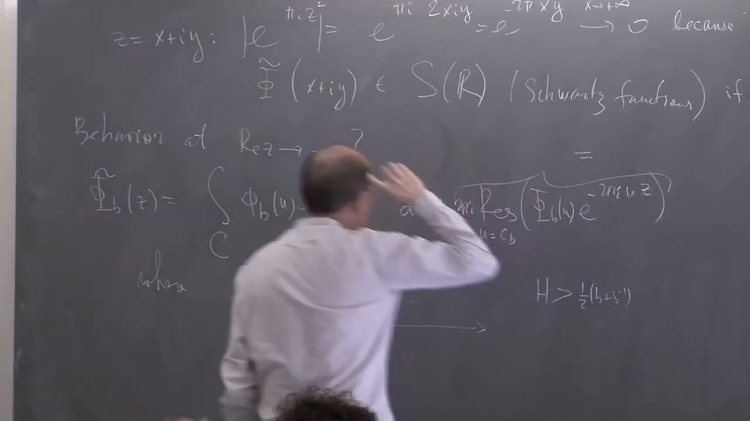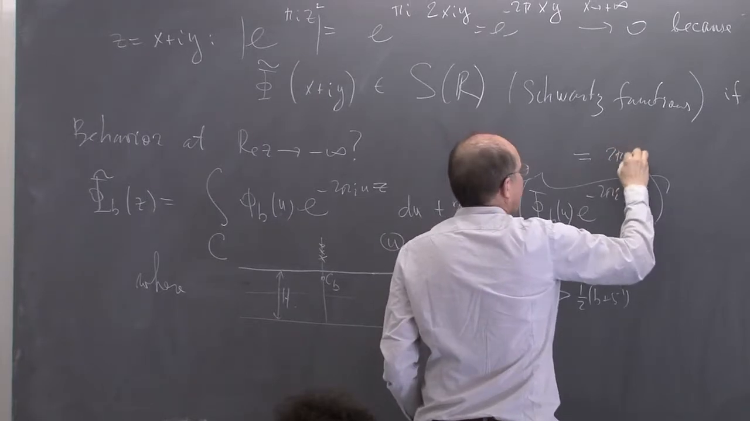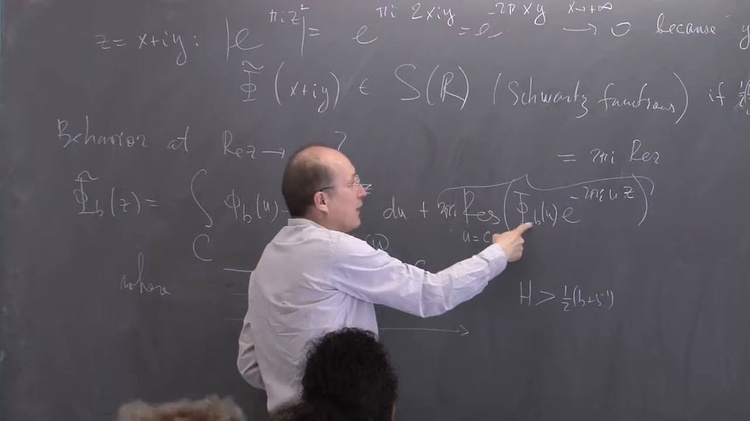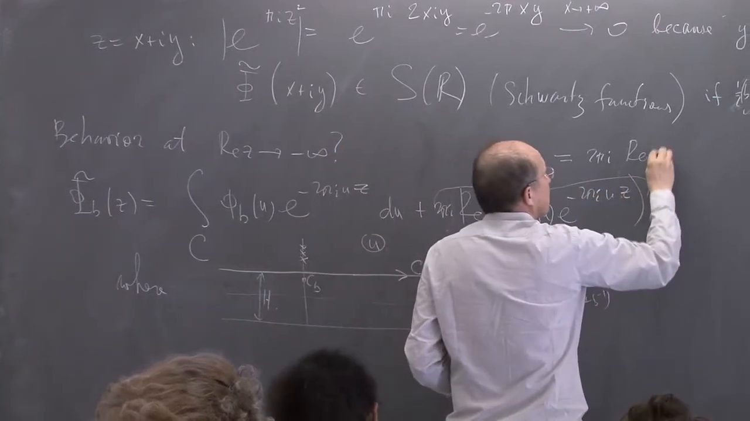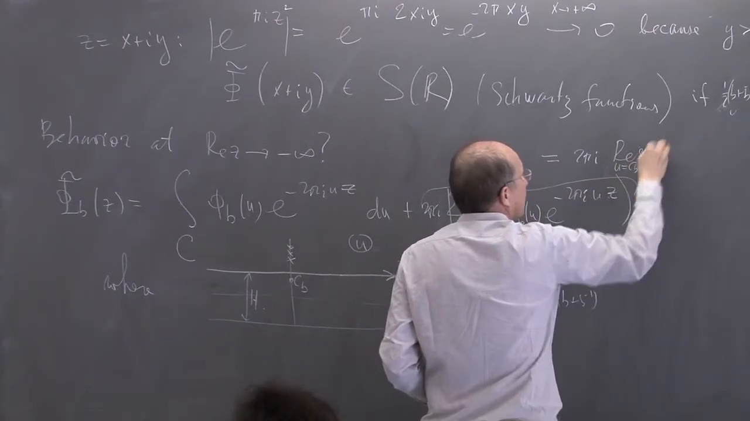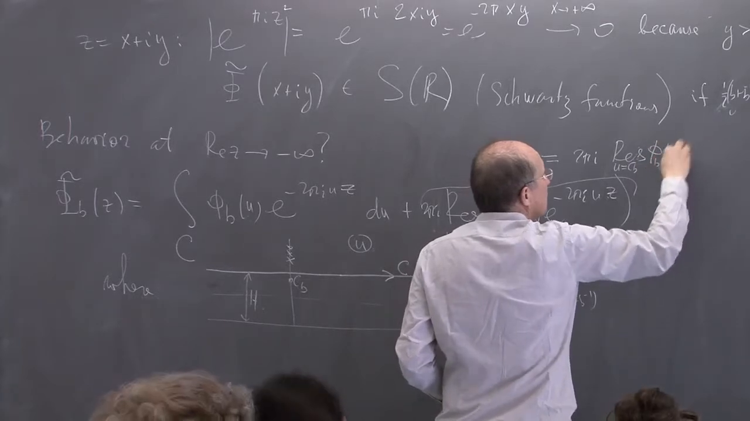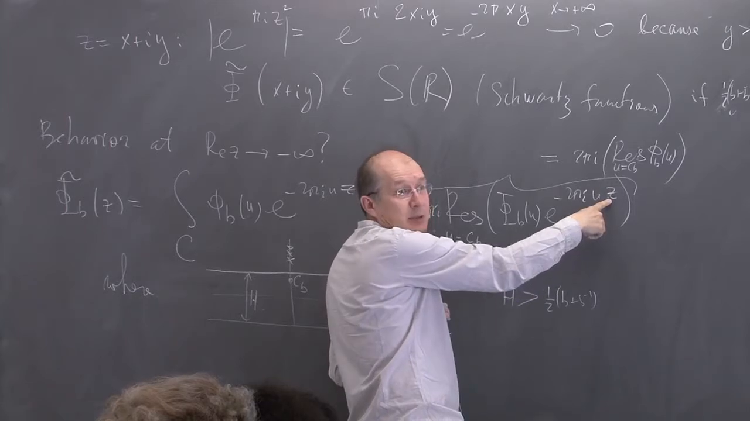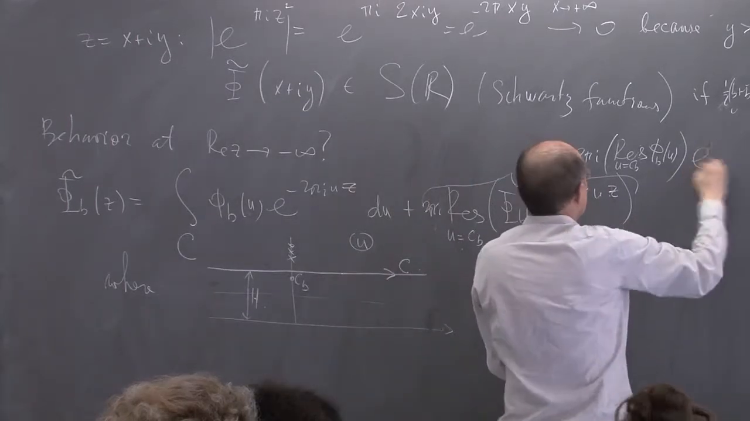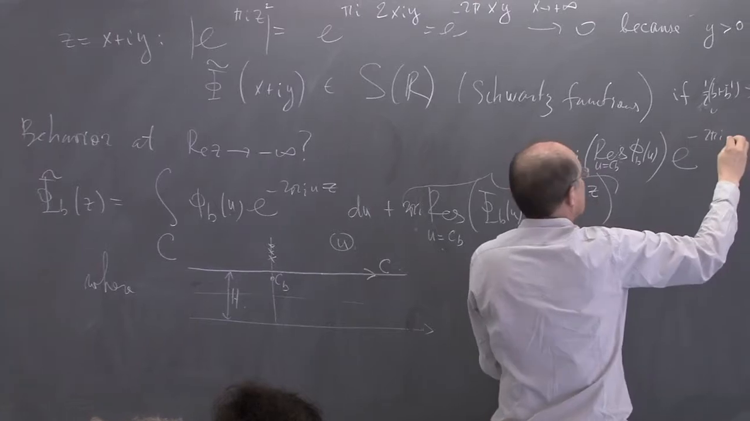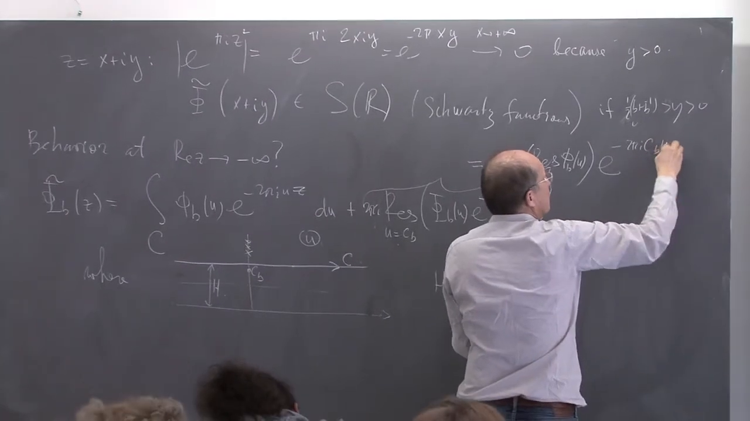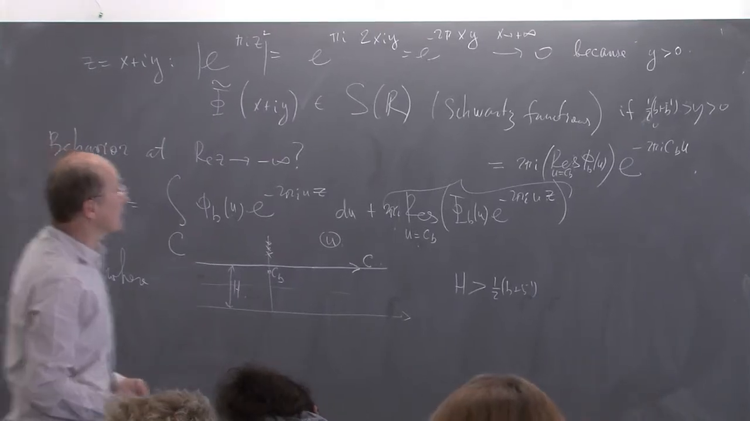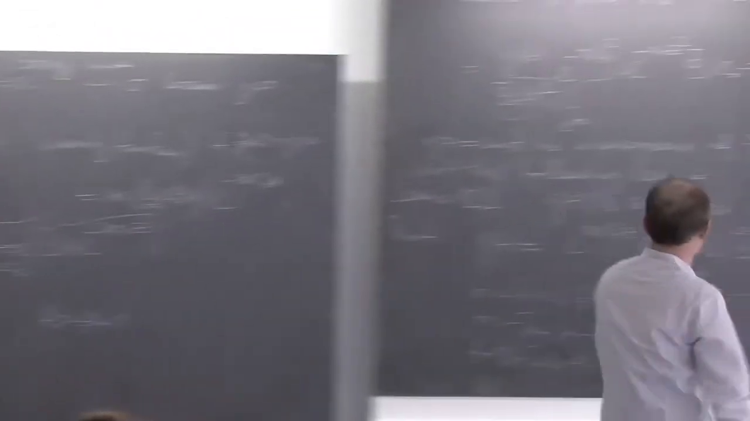This is equal to 2 pi i times the residue, because the pole is contained in phi, not here. So this is a residue at u equals c_b of phi_b of u. And it suffices to specify z equal to c_b in here. E to the minus 2 pi i c_b u. And just now, let us look at this formula.